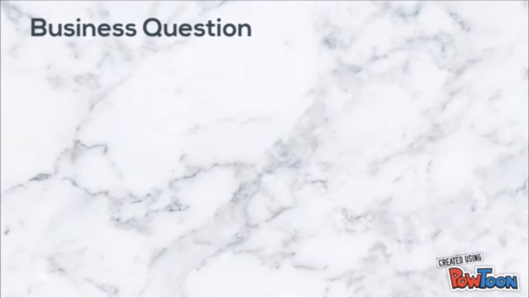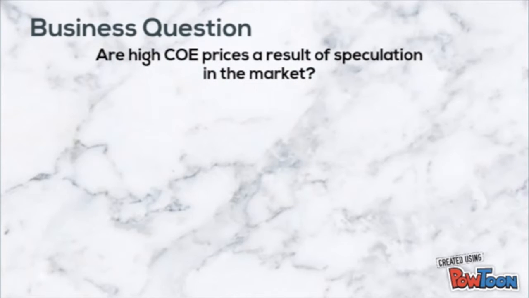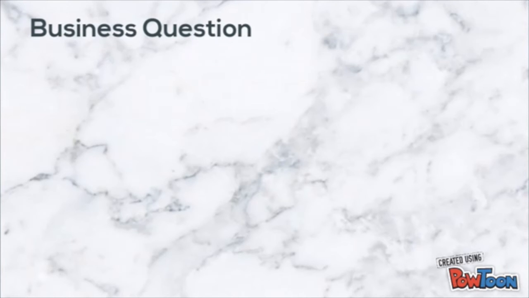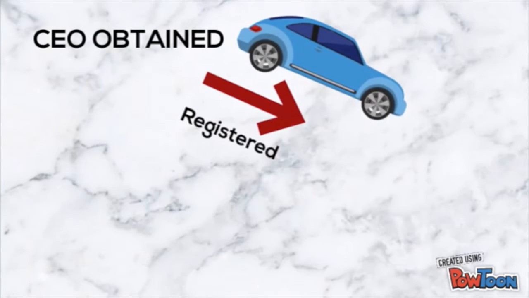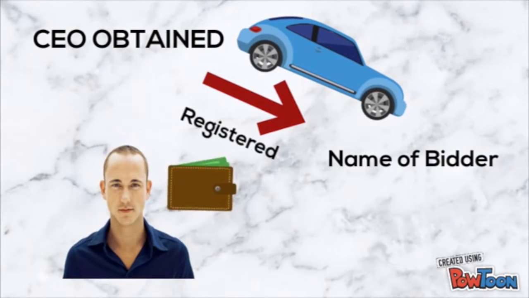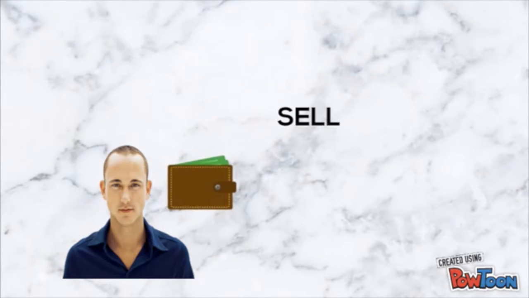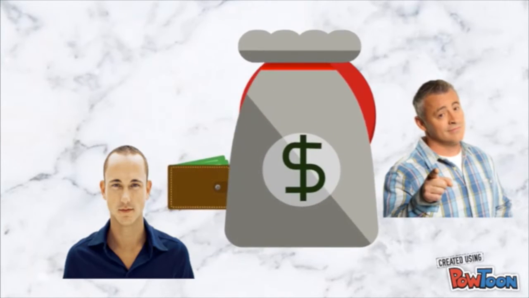Another business question that we found relevant after doing research is, are high COE prices a result of speculation in the market? All COE bids made in two car categories, Category A and Category B, and the motorcycle category, Category D, must be made in the name of the buyers. Once the COE is obtained, the vehicle has to be registered in the name of the bidder. Therefore, there must be a genuine buyer behind each bid for these three COE categories. And the buyer cannot subsequently resell the COE to another buyer to profit from a rising COE market.